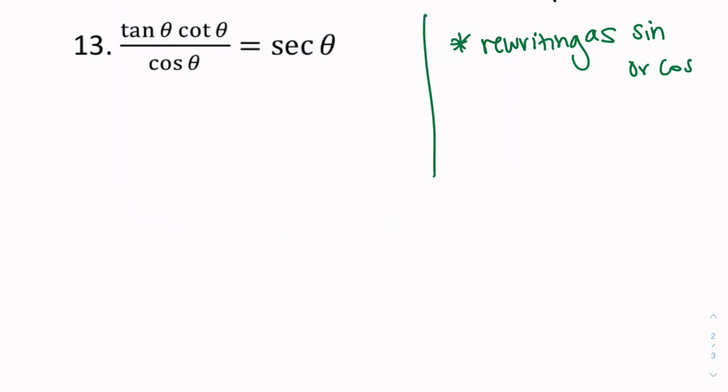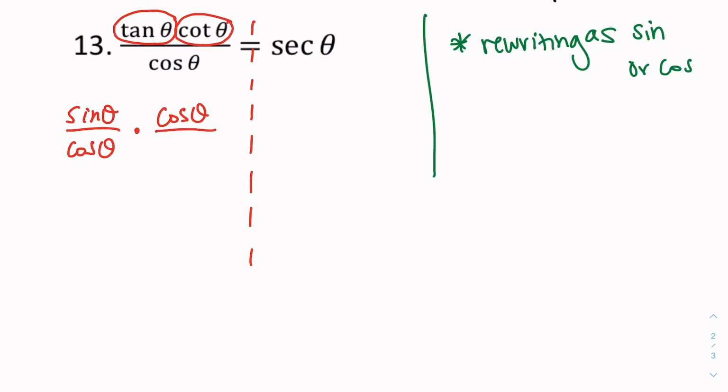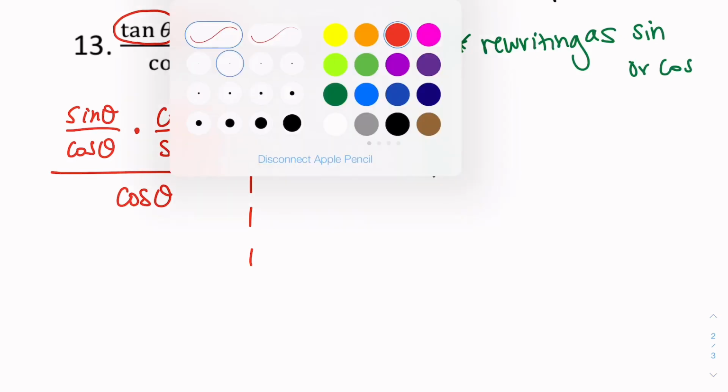If you understood yesterday's lesson, then you'll know that we need to rewrite only 3 of them, the ones that are not already sine and cosine. So all these 3 we can rewrite. But actually, since we're only working on one side, let's just do the ones on the more complicated side. So tangent is sine theta over cosine theta. Cotangent is its reciprocal. It's cosine theta over sine theta. And all that is being divided by cosine theta. The right side, I'm going to keep it the same.